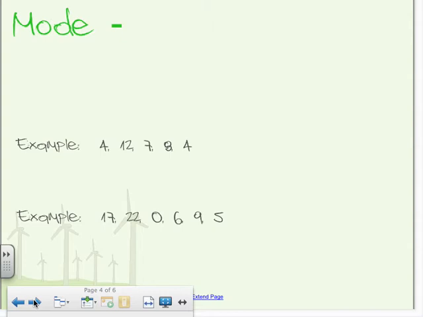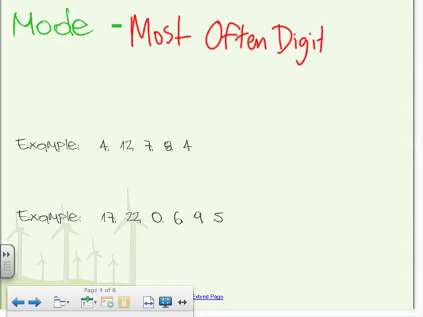Mode. There's a handy little phrase to remember for this. It's called Most Often Digit Ever. And if you look at the first letter of each word, it spells mode, okay? So mode is just the one that's showing up the most. It's not the maximum number, it's which number shows up more than the other numbers, okay? You can have more than one mode, and you can also have no mode.